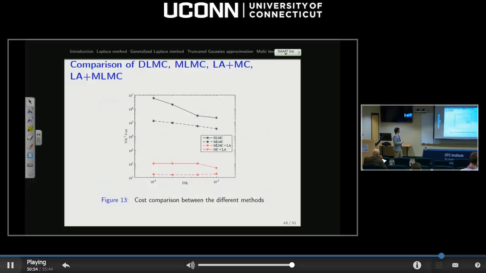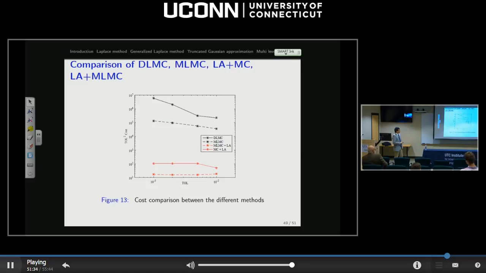Okay, and the last slide is about the comparison of all these methods. We can see that the worst complexity, of course, is the double loop Monte Carlo. The best complexity is the multi-level Monte Carlo plus Laplace method. It's the fastest computational approach. Of course, the multi-level Monte Carlo and Laplace method plus Monte Carlo are somewhere in between.